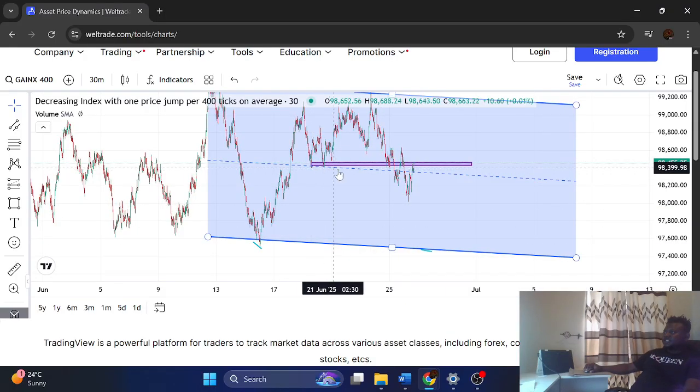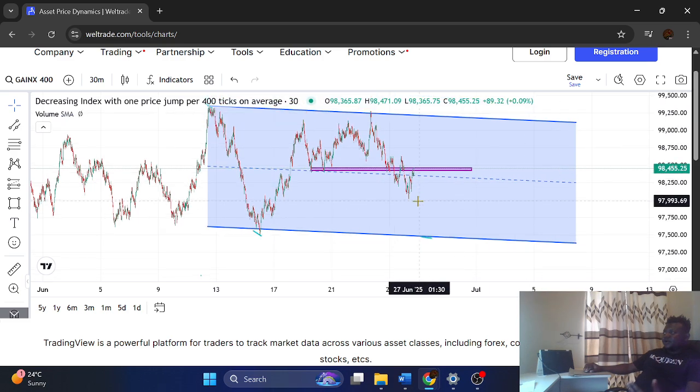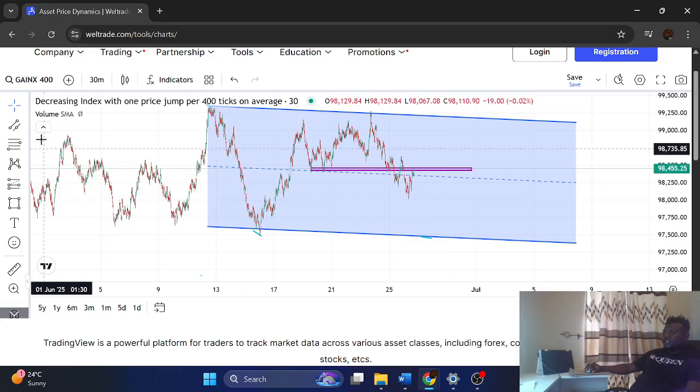So this is our support, right? This was our support which was broken, and now it's being retested to go down. At the same time, our 50% line is also being retested. So that's a third confirmation we have. We now have three confirmations that the market will go down eventually. So the next thing you do now is try to find the perfect point to take this trade.